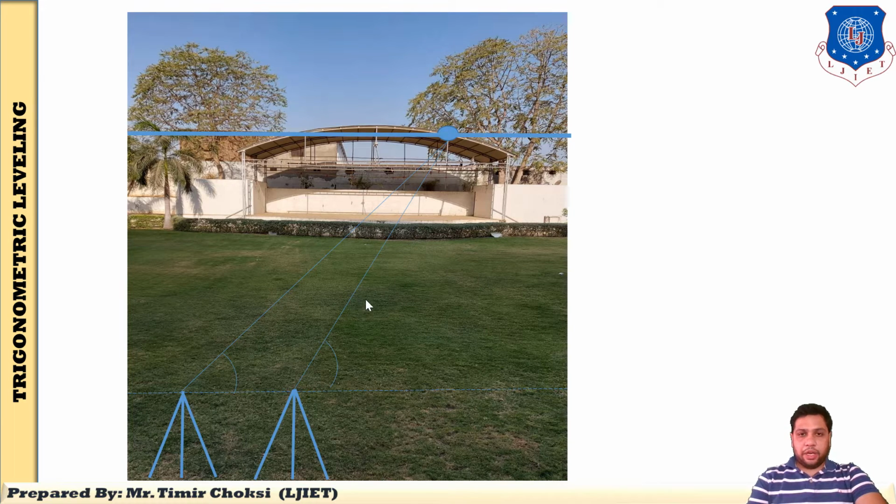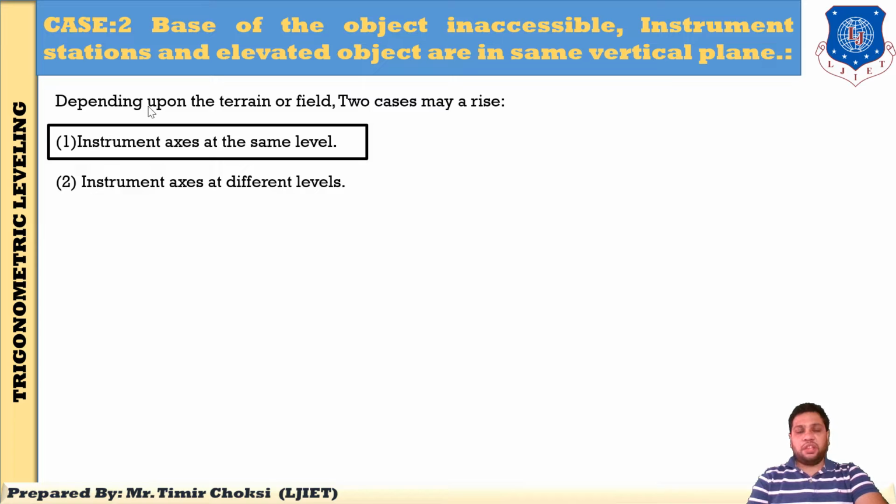In this case number 2, depending upon the field or terrain, there are two major cases. One is the instrument axis at the same level, and the next is the instrument axis at a different level. In this session, I have explained the derivation for the instrument axis at the same level. So focus on the instrument axis at the same level, where the object is inaccessible and the instrument station and elevated object are in the same vertical plane. Now I have explained it in detail with derivation and example.